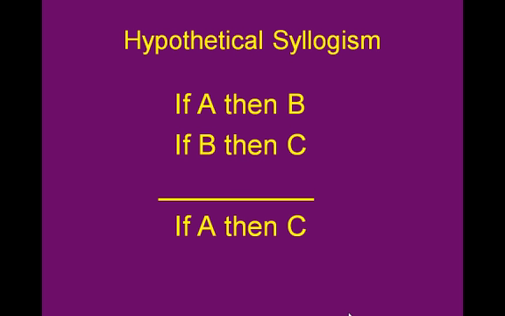This is a hypothetical syllogism. It has 3 conditional statements and 3 separate terms, A, B, and C. The terms can be substituted for word phrases. If it rains, then the grass will grow. If the grass will grow, then I'll have to mow. If it rains, then I'll have to mow.